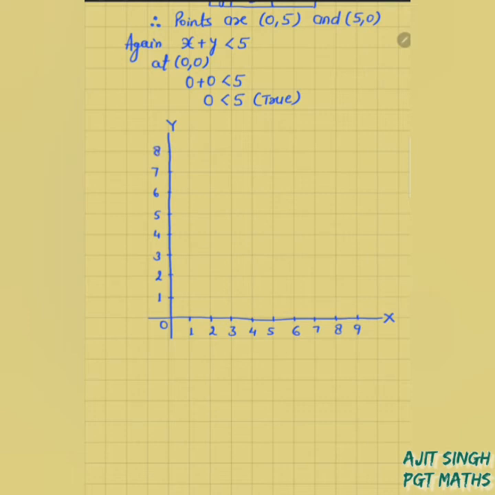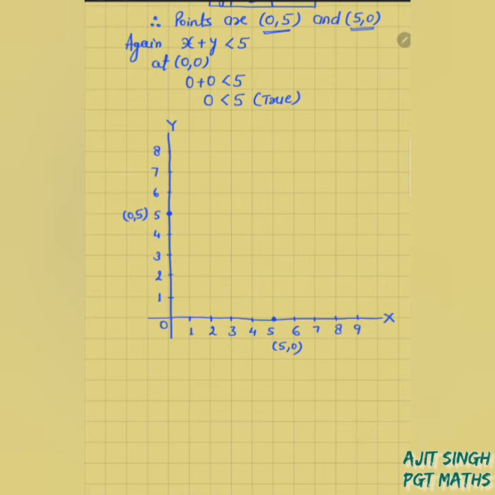The points are 0, 5 and 5, 0. 0, 5, this point is on the y-axis. This is the point 0, 5. Another point is 5, 0. This point is on the x-axis. This is 5, 0.